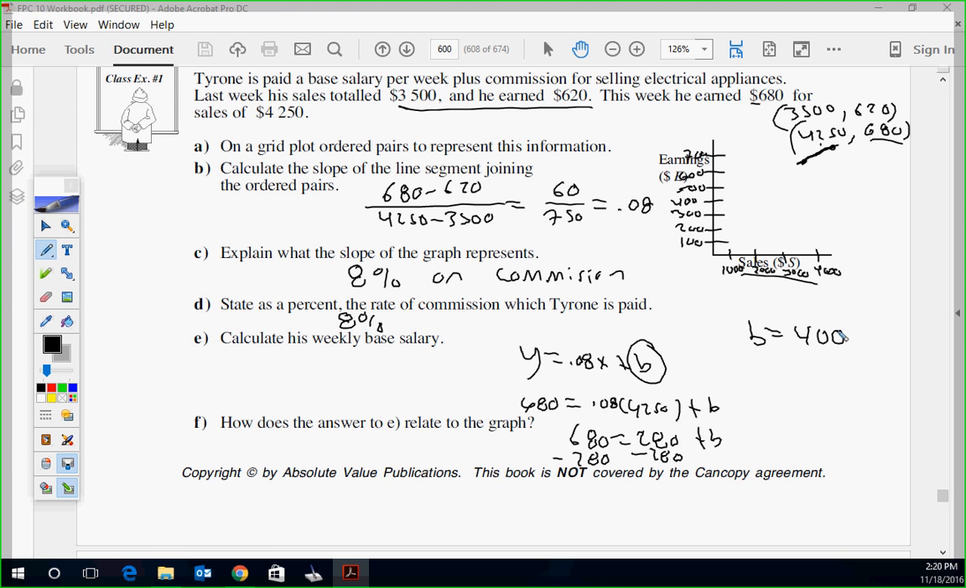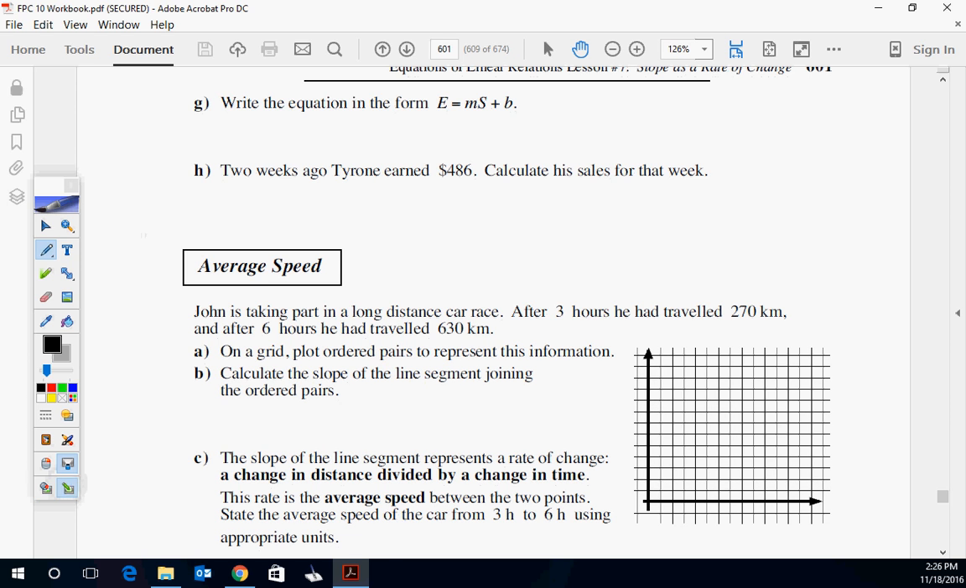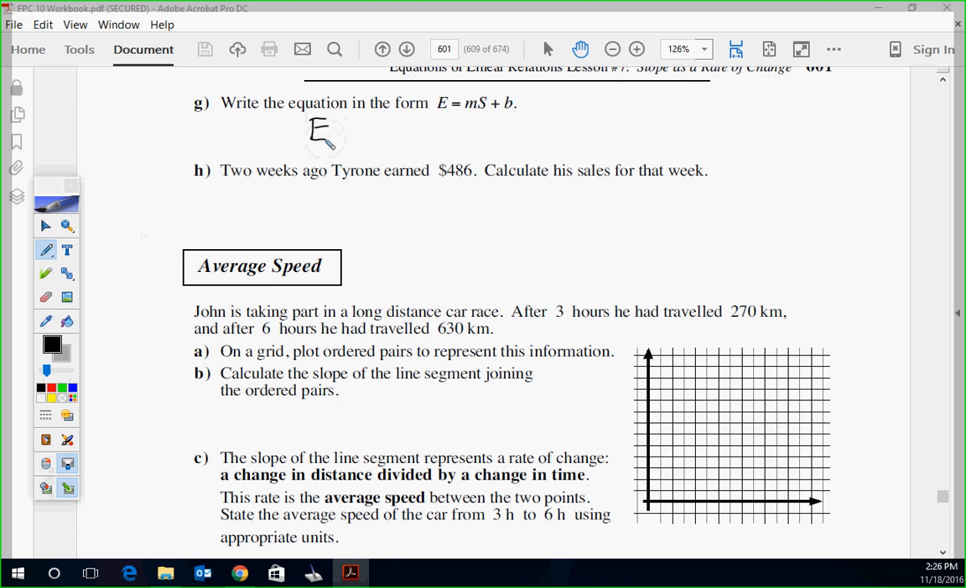Any questions on that? All right, so his weekly base salary, we got that. That is the 400. How does the answer relate to this graph? That's the starting point. So if our graph kept going, it would start there, and he grows, so how much he sells is from there. If he sells nothing, he's going to get $400 that week. All right, let's do the last few questions on the next page. So write the equation. The equation then is earnings will be 8% of his sales plus 400.